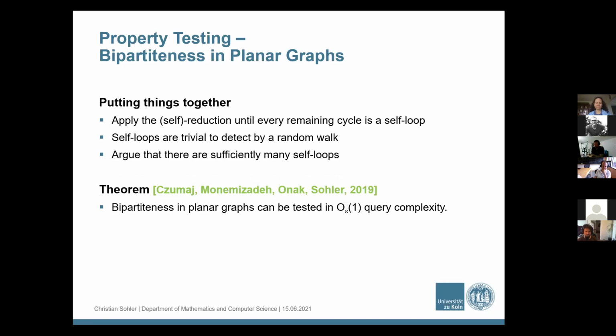So to put things together, we want to apply the self-reduction until every remaining cycle is a self-loop. Then, of course, self-loops are trivially detected by random walks. And we just have to argue that there are sufficiently many self-loops left, and that's what's taken care of by the reduction. And so this way we can show that bipartiteness in planar graphs can be tested with constant query complexity.